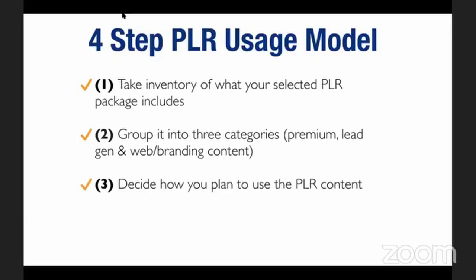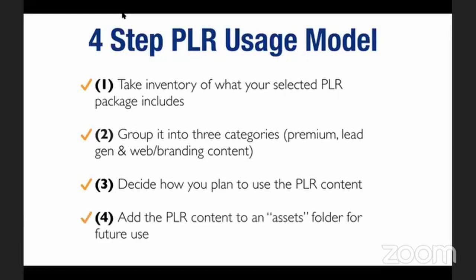Once you've decided how the PLR will group into those 3 categories, then you want to decide how you are going to use that PLR content. So you buy it. Let's say it's something cheap, a $27 investment. You've got this content sitting on your hard drive. How are you going to actually use the content you just purchased today based on those 3 categories?